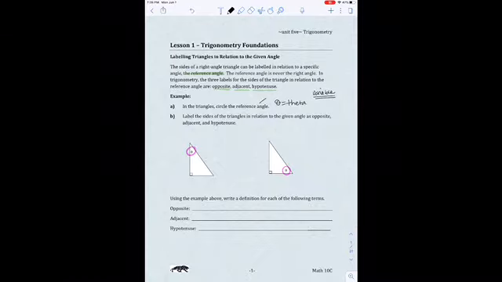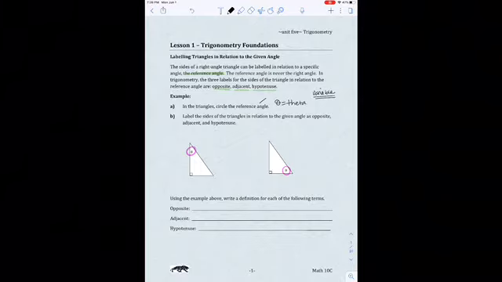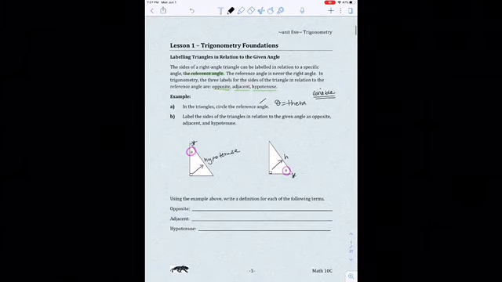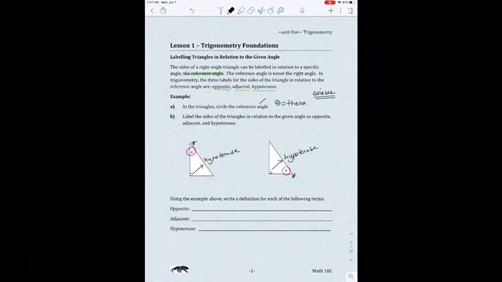Then it says label the sides of the triangles in relation to the given angle as opposite, adjacent, and hypotenuse. So I know you've done Pythagorean relationship back in probably grade 9 and possibly grade 8, and we know that the side across from the right angle is called the hypotenuse. Okay, so there's our hypotenuse, and that's the same as this triangle here because it's the same exact triangle with a different reference angle. Notice the reference angle is up at the top, and here the reference angle is down at the bottom right. But the hypotenuse can never change.